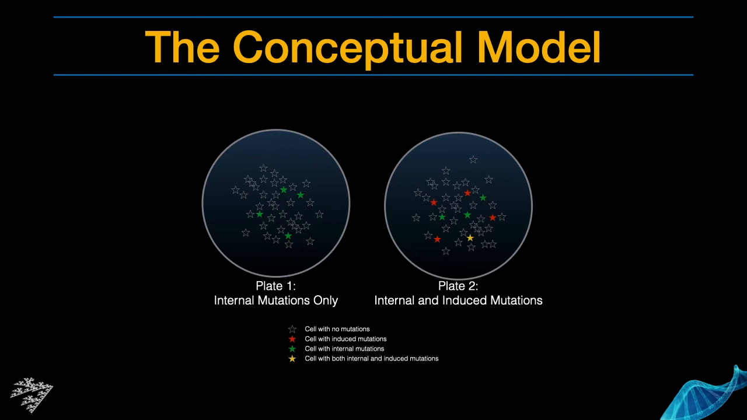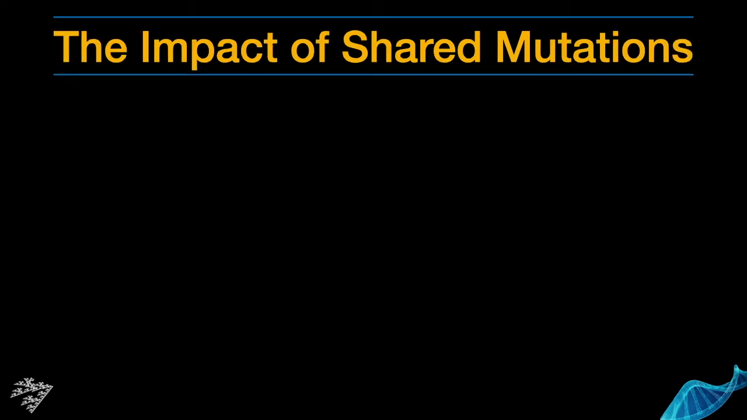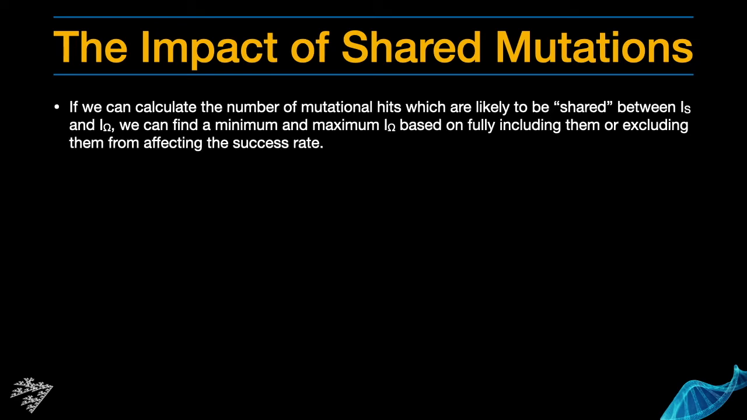So that's what we're dealing with. We're going to have two plates. On one of them we're going to measure the mutation and success rate for internal mutations. On the other one, we're going to have all these things happening: internal mutations, induced mutations, and combinations of those. So the big problem is figuring out the effect of these shared mutations, the mutations that are hit by both our induced process and the cell's internal process.